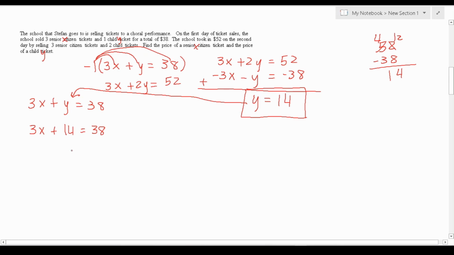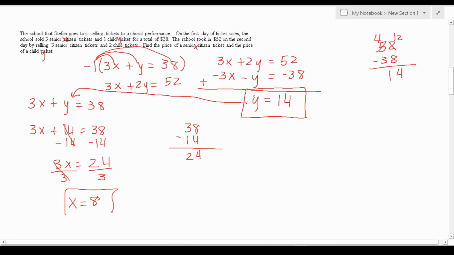Again, we're solving for x now, so we're going to subtract 14 from both sides. That's going to cross out and leave us with 3x = 38 minus 14. In case we can't do that in our head, let's work it off to the side. 8 minus 4 is 4. 3 minus 1 is 2. So we can see we have 3x = 24. Again, we're solving for x at this point, so we're going to divide both sides by 3 to get x by itself. That leaves us with x = 24 divided by 3. 24 divided by 3, of course, is 8.